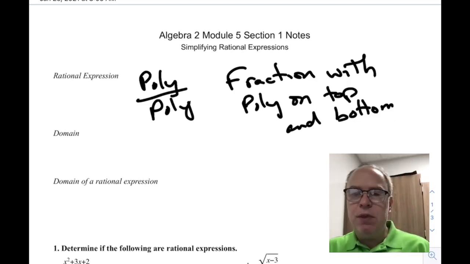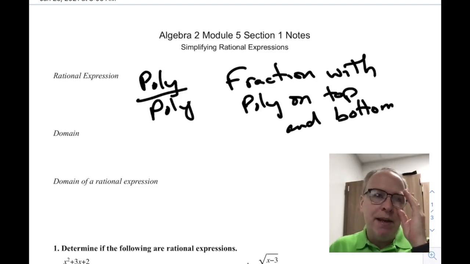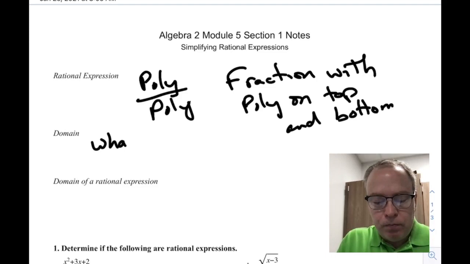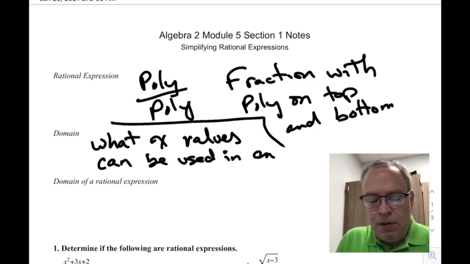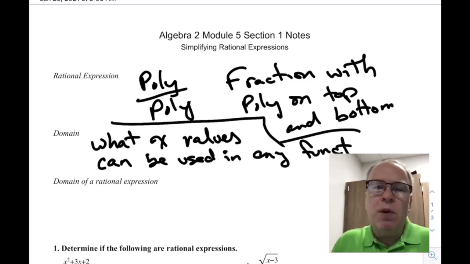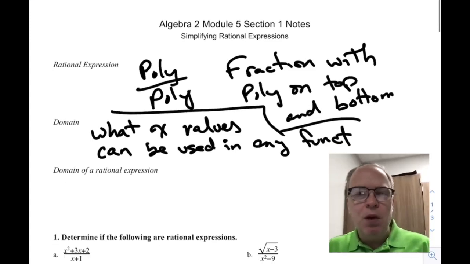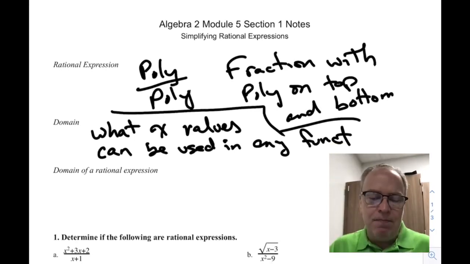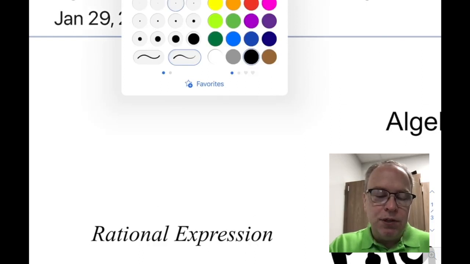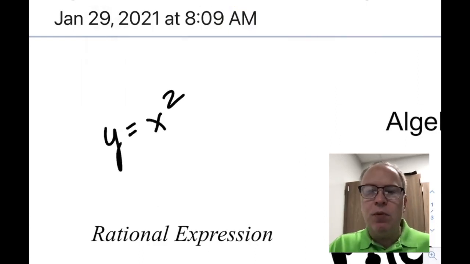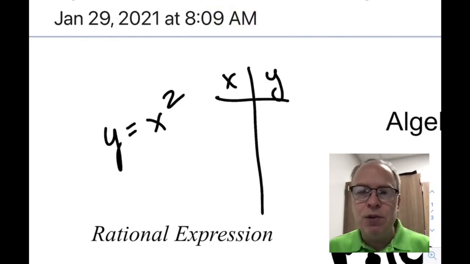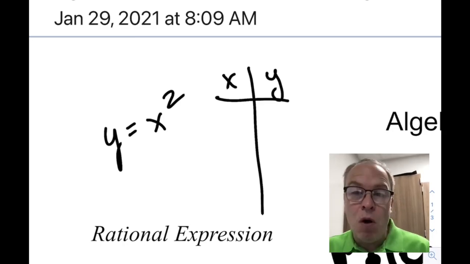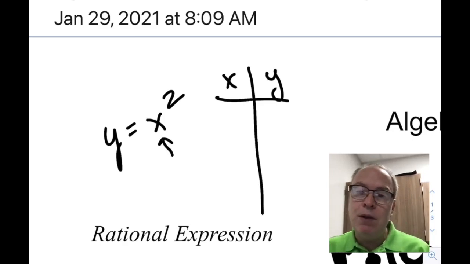The domain. Remember we've talked a little bit about domain throughout the year. Domain is what x values can be used in any function. So, for example, most of the functions we've been looking at this year were not very limited. I mean, we could plug just about anything in. For example, y equals x squared was a quadratic, and you could plug any old x value you want into that, and you won't have any troubles at all. You'll be able to get a y. So we would say the domain is all real numbers. It's what's allowed to be plugged in.